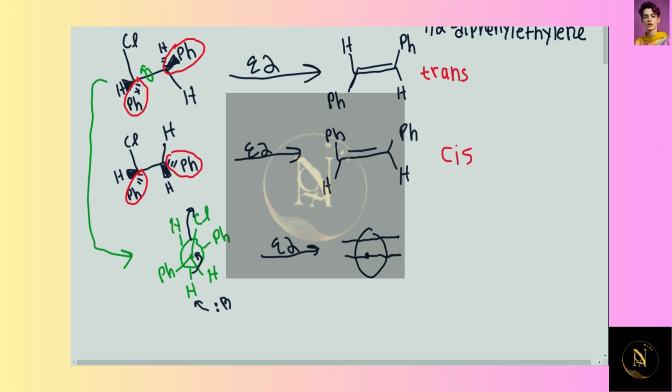So for the front carbon, which is denoted by the dot, we are going to have the phenyl group on the left, hydrogen on the right. For the back carbon, we are going to have hydrogen on the left and phenyl on the right. So when I circle our phenyl groups here, we see that they are on opposite sides. So this is going to give us the trans.